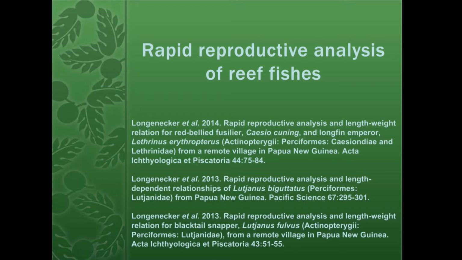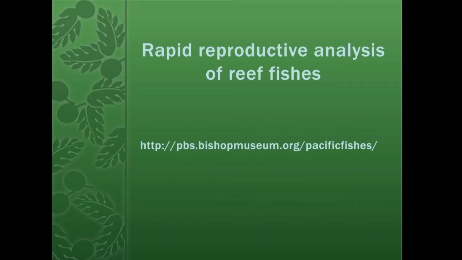These publications describe the methods we will be teaching in this online series and show the results of rapid reproductive analysis for a suite of coral reef fish species. And you can download all of these publications and more from the Pacific Fishes website. Just go to the address listed here and click on the literature page.